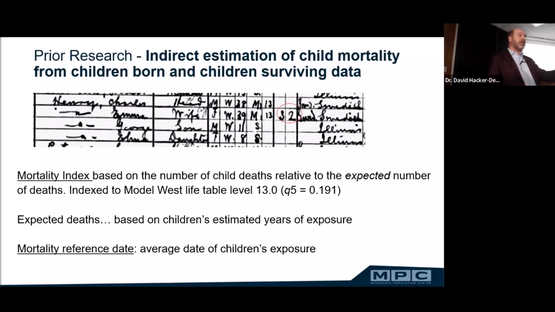Now you take a woman who's age 25, has 2 children, 1 is deceased, and the other is living. That woman's children have been exposed to fewer years of risk. So the mortality index for that younger woman should be higher, right? So, mortality reference date.